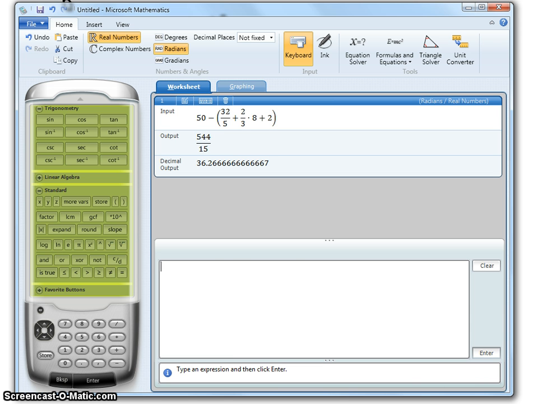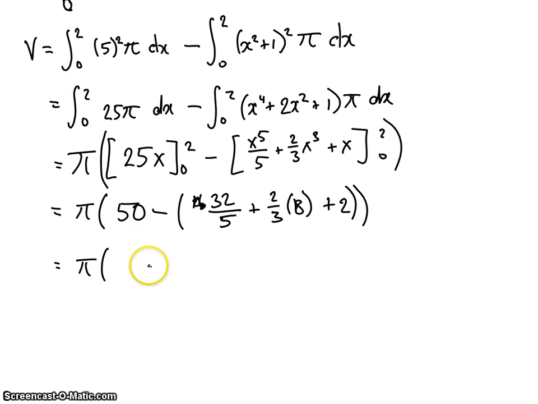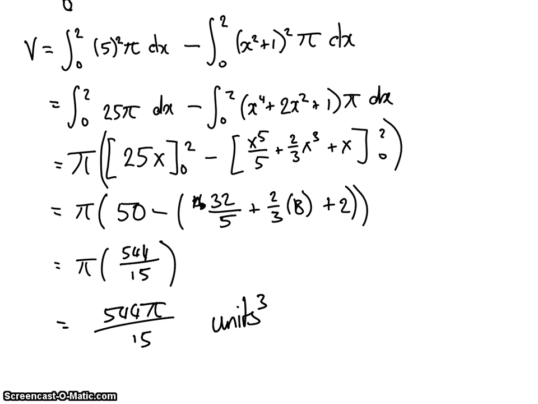Okay, so our answer then here is 544 over 15. So our volume is 544 pi over 15 units cubed. Yep, so our final answer is indeed 544 pi over 15 units cubed. So that settles part 1.